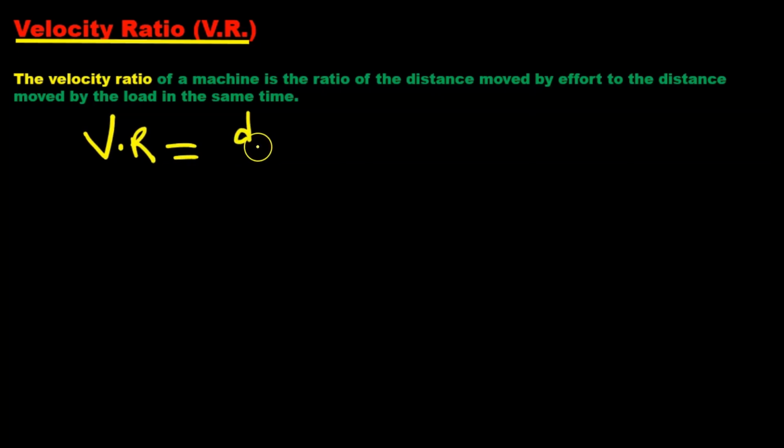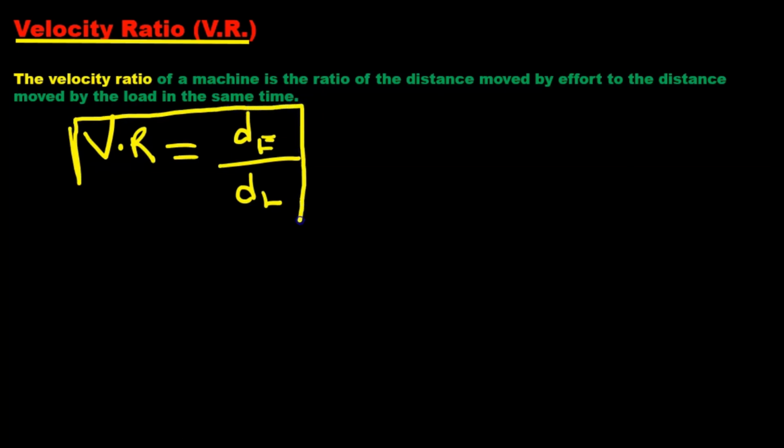The formula used to calculate velocity ratio is, I'll use D for distance, then E for effort: distance moved by effort divided by distance moved by load. This is the formula that you should take note of. Keep this formula as we go on in our calculations, because we are going to come across questions where we have to calculate.